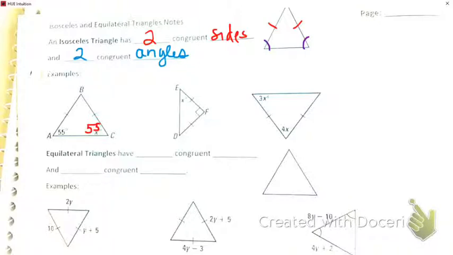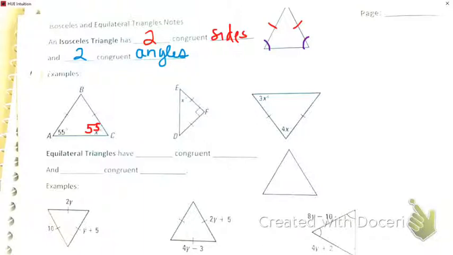Okay, look up here. These two sides are congruent. So what do I know about the angles? They're also congruent. Well, that's x. What's that? That's also x. Okay. This is 90.